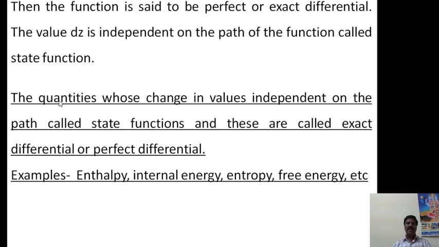Therefore we can define in short: the quantities whose change in values is independent of the path are called state functions, and these functions are called exact differentials or perfect differentials. Examples are change in enthalpy, internal energy, entropy, free energy. These are all state functions whose values depend on the initial and final state, but not on what is in between. It is path independent. Therefore, these are called state functions.